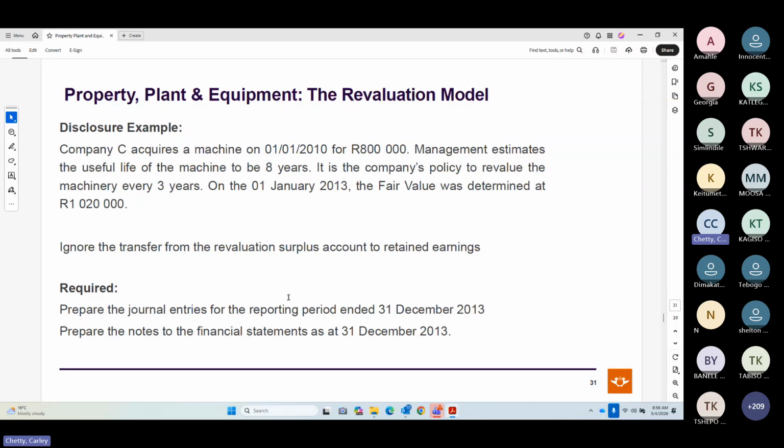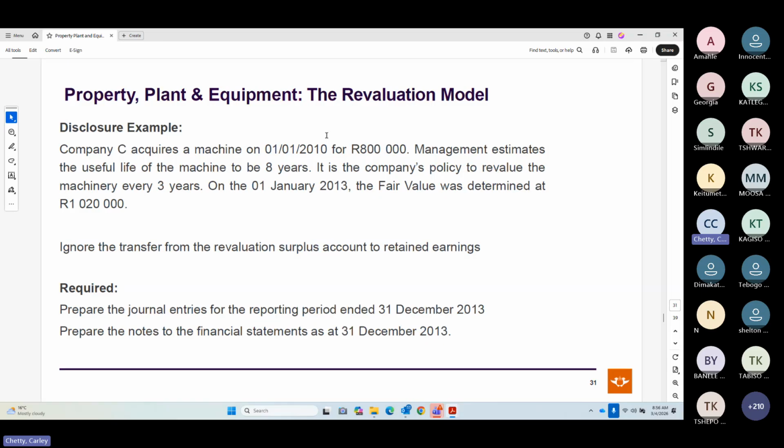Here we have a disclosure example on slide 31. Company C acquires a machine on 1 Jan 2010 for 800,000. Management estimates the useful life of the machine to be 8 years. It is the company's policy to revalue the machine every 3 years. On 1 Jan 2013, the fair value was determined at 1,020,000. For purposes of this example, we're going to ignore the transfer from the revaluation surplus account to retained earnings.